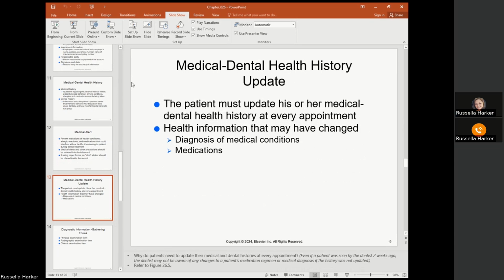The patient must update his or her medical and dental health history at every single appointment. Even if they came yesterday, they have to sign the update today because they could have had a doctor's appointment or an emergency in between. Health history information that may have changed could be a diagnosis of a medical condition or a medication. If they were here yesterday morning and they come back this morning, they could have seen their doctor at 3 o'clock yesterday and their medications or a diagnosis could have changed. We need to have that signed every single time as quality assurance.